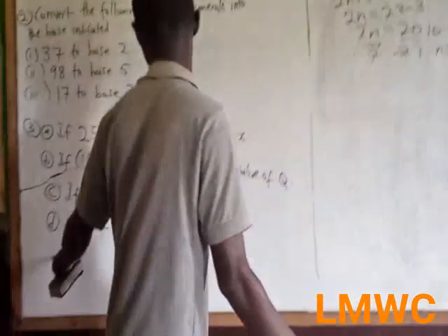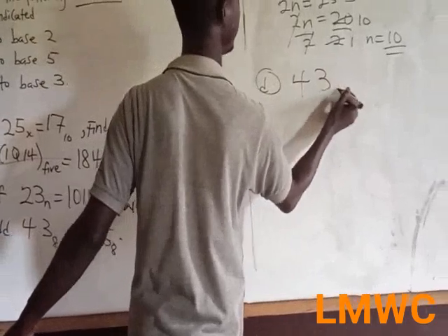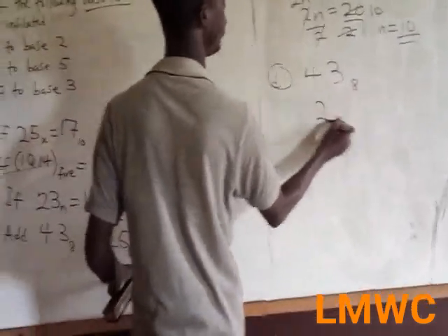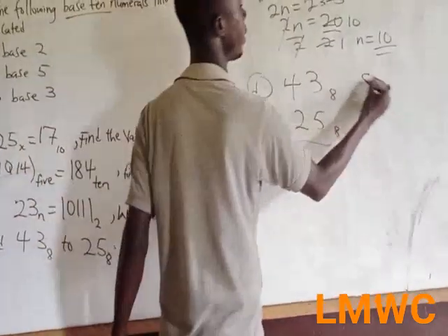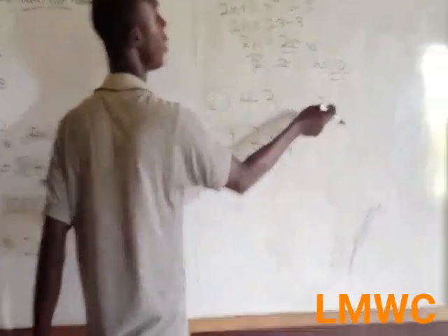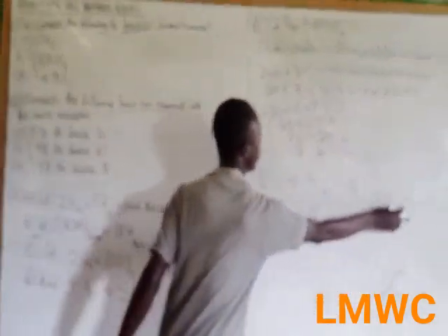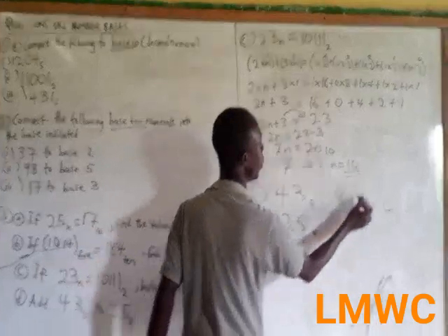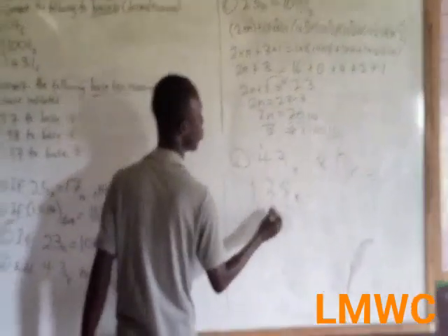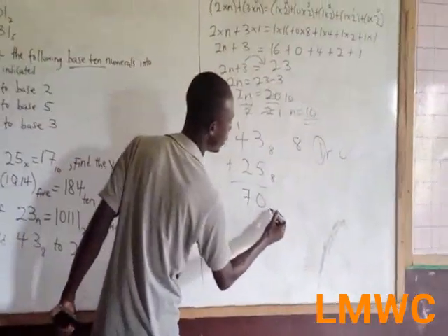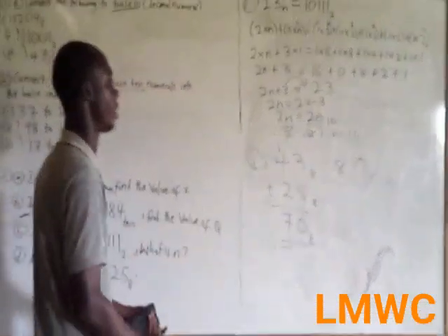Now the last one, D. We have to add 43 base 8 to 25 base 8. We are adding. So 3 plus 5 is 8. So you ask yourself, 8 goes into 8, 1. Remember 0. So we are dealing with remainders. So you write your 0. So you add your 1 to 8. So 1 plus 4 is 5. 5 plus 2 is 7. So the answer is 70 base 8. 70 base 8. That's our answer.